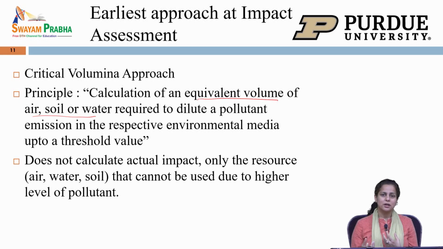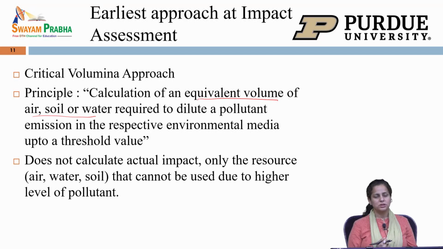So, here we are using kind of a proxy method to calculate the impact. We are not actually calculating actual impact, but only the resource that cannot be used due to higher level of pollutant. So, you have to add that extra volume which is equivalent to the amount that was polluted and cannot further be used. This is a very simple approach because it takes into account how much of the resources are taken away by that process by polluting it, and you have to actually replenish the resource to be able to use it. That is what the earliest method of impact assessment was, in terms of critical volumes of resources that are being polluted.